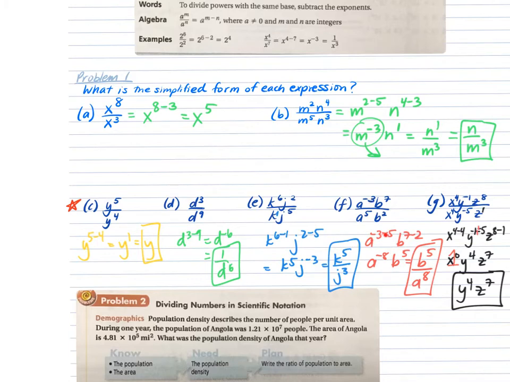Negative 3 minus 5 is negative 8. So 8 a's on the bottom. 7 minus 2 is 5, so 5 b's on the top. And then this one got a little tricky, right? 4 minus 4 is 0. So these all cancel. 4 on top, 4 on the bottom.